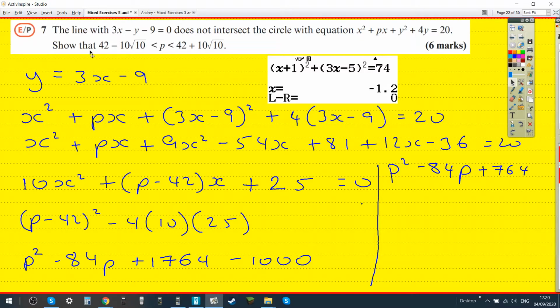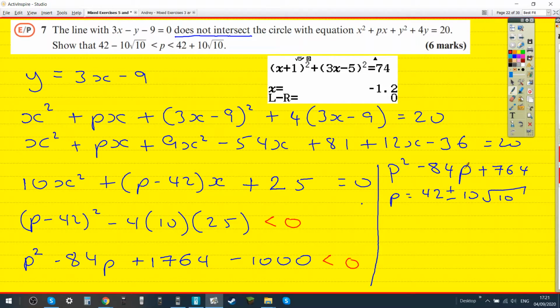However, how do we show that it's... Do we then go therefore and then just say the show that thing? It does not intersect the circle. What does that tell you? Yeah, if this line doesn't intersect a circle, what does that tell you about the discriminant? It's less than 0. Yeah.